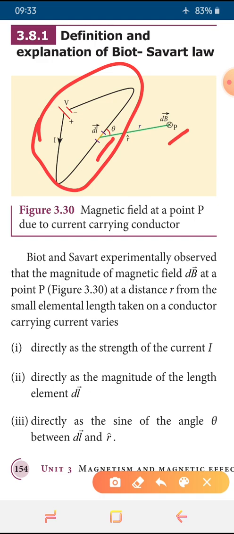So to find the magnetic induction we use the small length, that is dl, and from the midpoint of dl we choose the point P. Joining the midpoint to point P, with the extension of dl, it gives the angle with the conductor. All this is very clear in the diagram. And we are going to find the magnetic field.